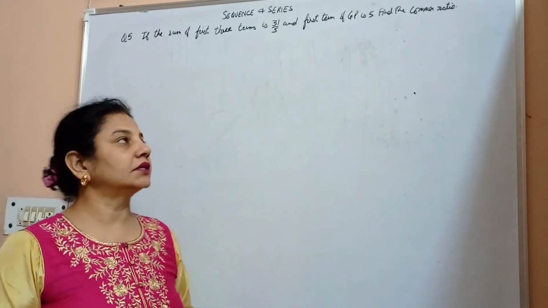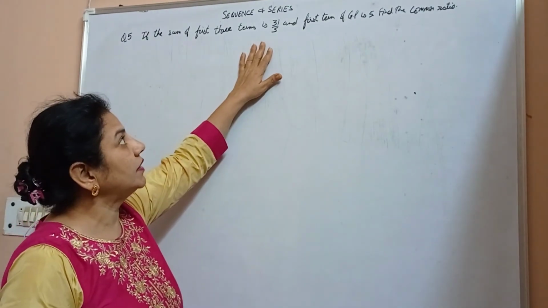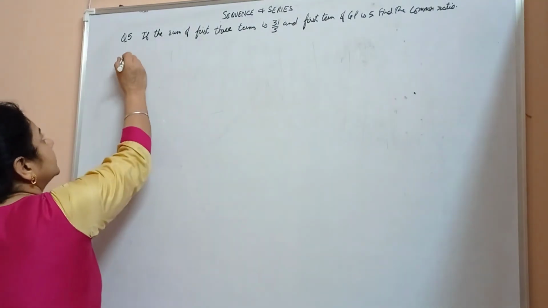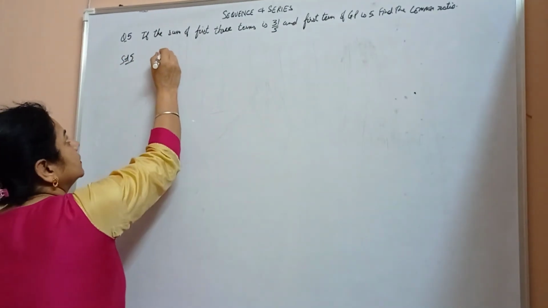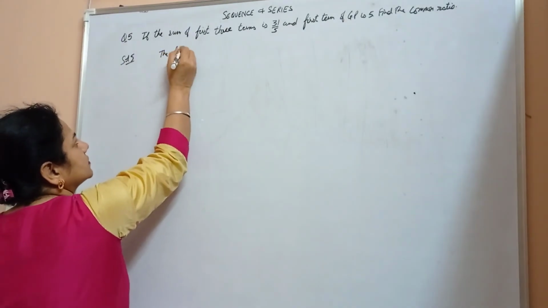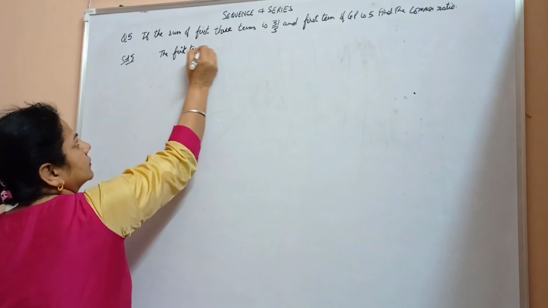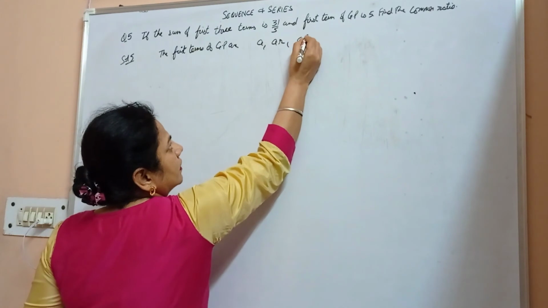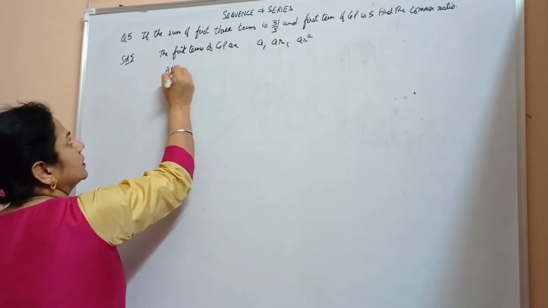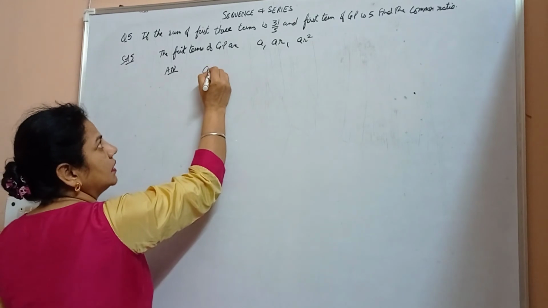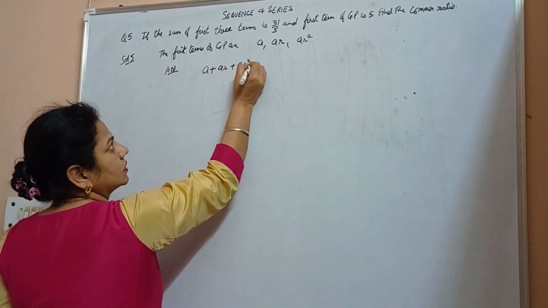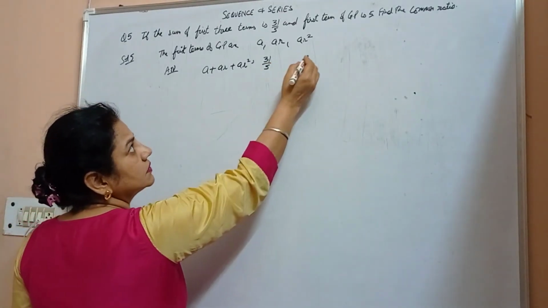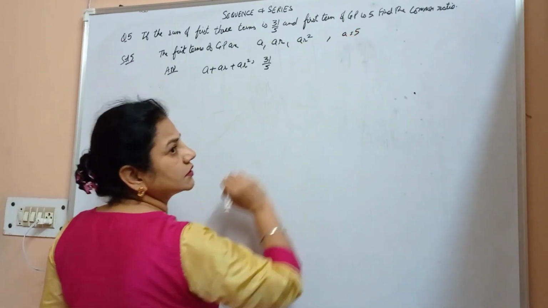If the sum of the first three terms of a GP is 31 by 5 and the first term of the GP is 5, find the common ratio. So first of all, we write the terms of the GP. The first three terms of the GP are a, ar and ar square. According to the problem, the sum of the first three terms, a plus ar plus ar square, is equal to 31 by 5. The first term a is equal to 5, which is given to us.